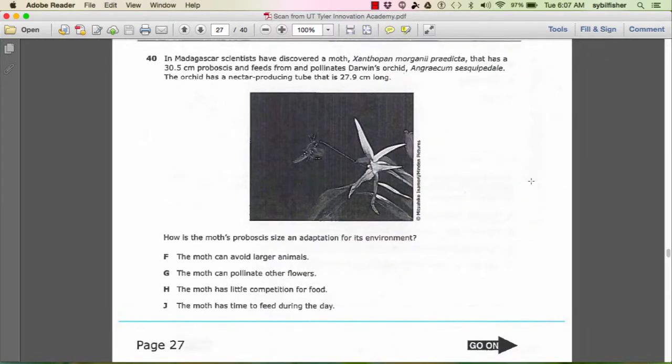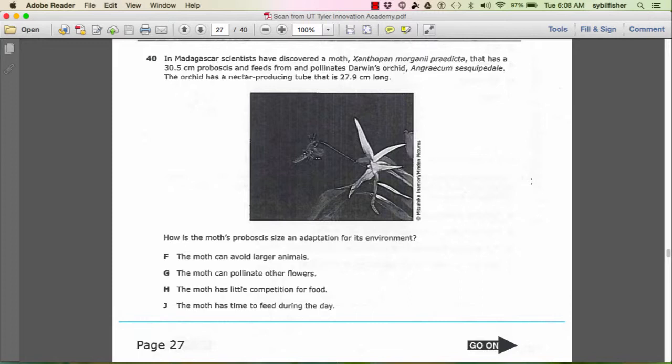Number 40. In Madagascar, scientists have discovered a moth, Xanthopan morgani praedicta, that has a 30.5 centimeter proboscis and feeds from and pollinates Darwin's orchid Angraecum sesquipedale. The orchid has a nectar-producing tube that is 27.9 centimeters long. How is the moth's proboscis size an adaptation for its environment?